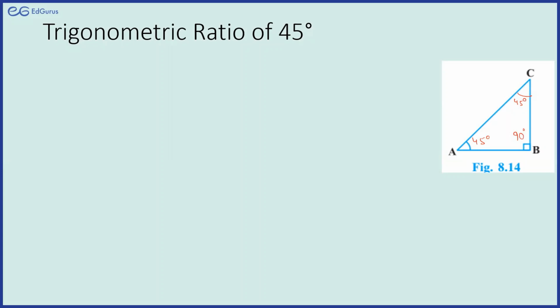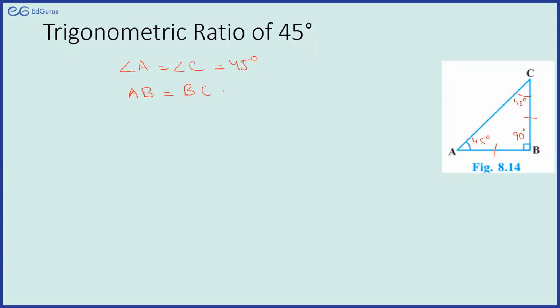So what do we see here? This means this is an isosceles right angle triangle. This is 45, this is 45. In an isosceles triangle, two angles are equal, so their opposite sides are also equal. Angle A is equal to angle C, which is 45 degrees. This means AB is equal to BC, right?